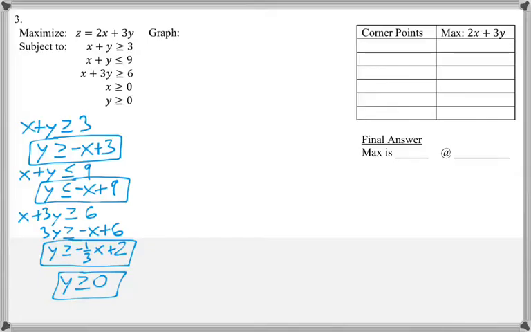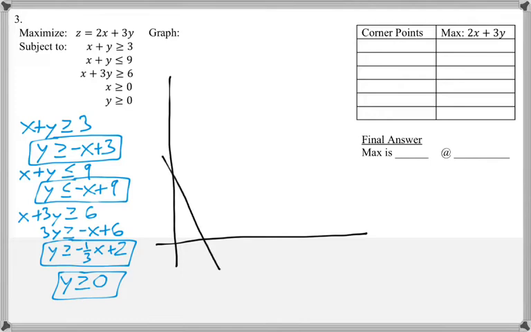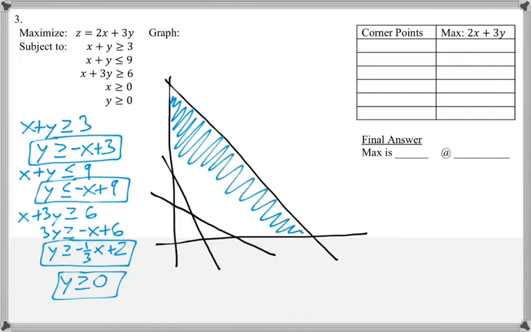Now before we find the intersection points, I want to draw the graph on my paper. So it's going to look something like this. And my feasible region was right here. So I want to find this corner point, this corner point, this one, and those two. So I actually have 5 corner points that I need to find.